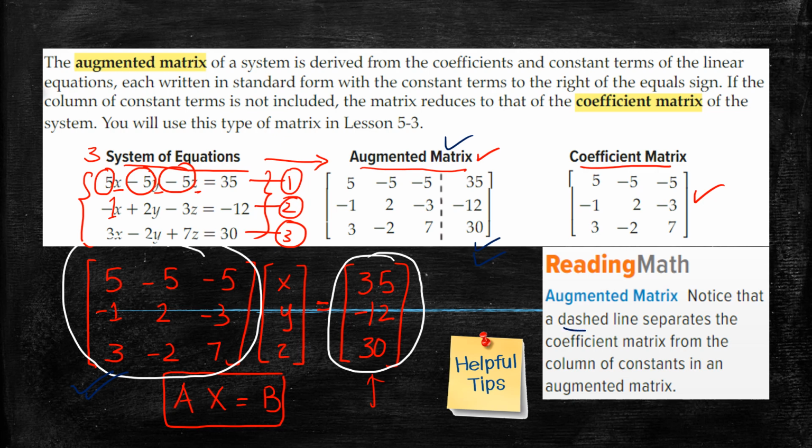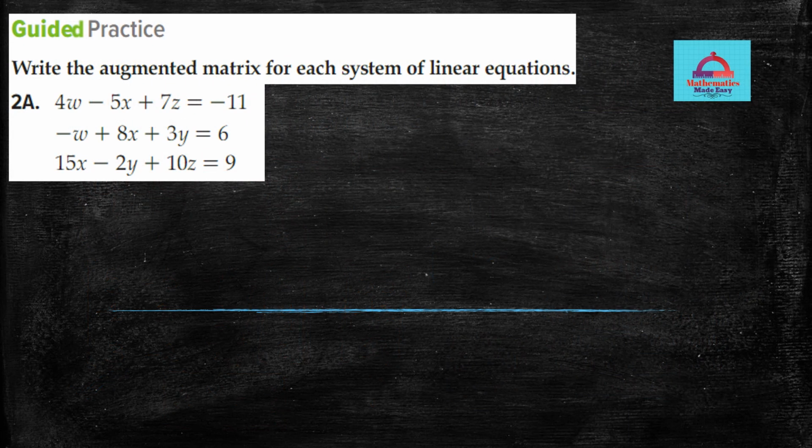So this dash line, this broken line separates the coefficient matrix from the column of constant matrix in an augmented matrix, and we'll be using this augmented matrix for solving questions on Gauss-Jordan elimination. So let's get started. Let's take an example of an augmented matrix and try to write it. I just want you to be confident in this so that you don't make any mistake.